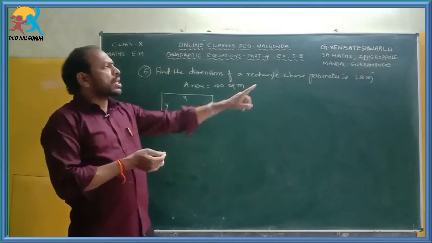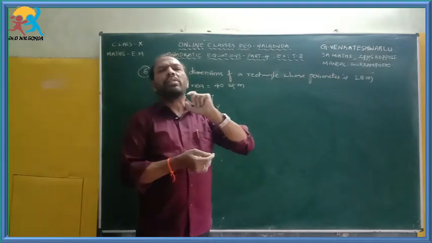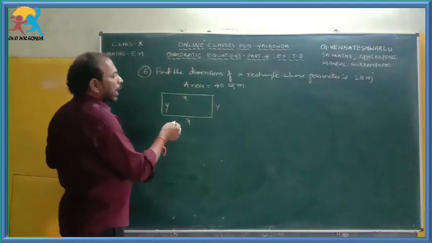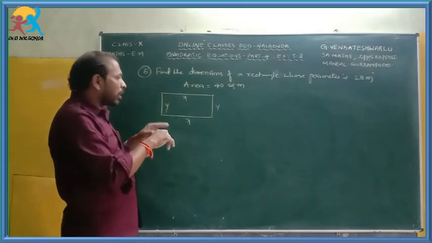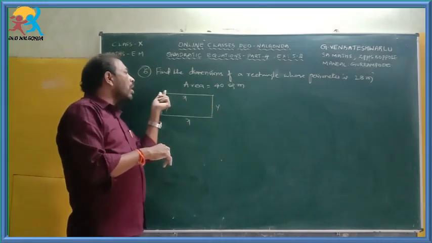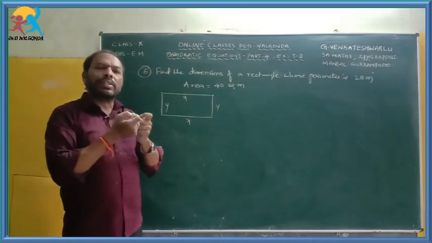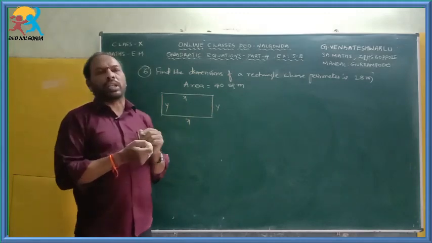Okay. What is given in the first condition? Perimeter is 28 meters. Perimeter of the rectangle is 28. Perimeter of any figure means the sum of the lengths of all surrounding sides, the sum of the lengths of all surrounding edges, is nothing but the perimeter.